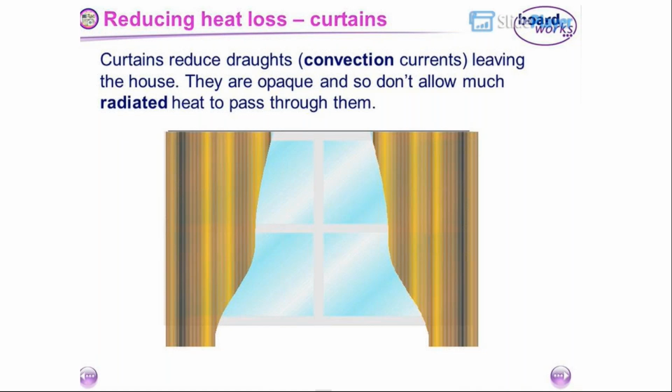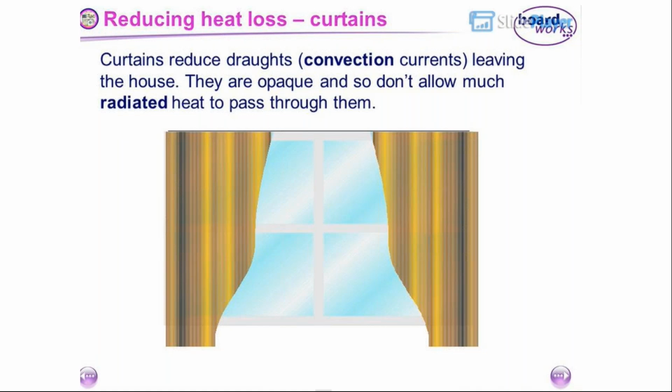This heat energy can escape through gaps around windows that are uncovered. Fitting curtains and closing them can prevent the convection current leaving a house and so reduce heat loss. In addition, curtains are opaque and don't allow heat energy loss as radiation.